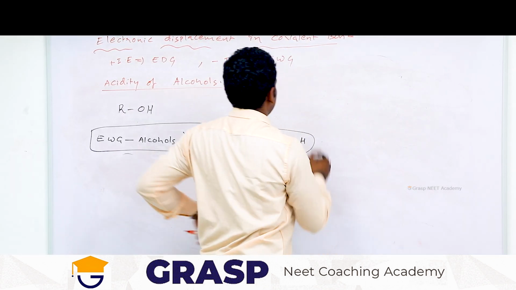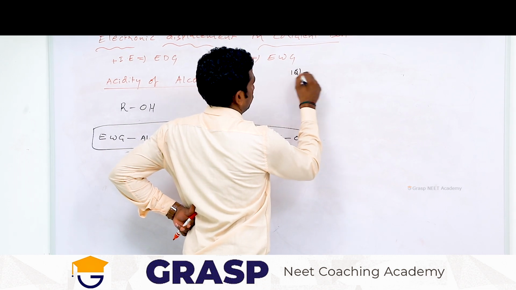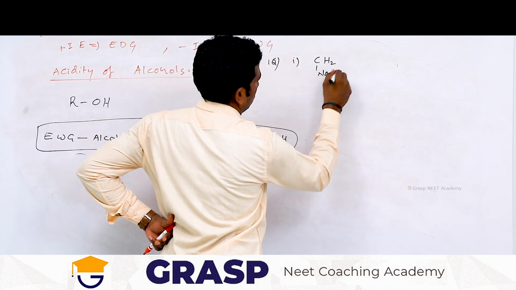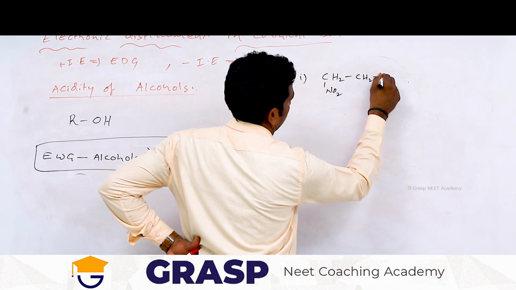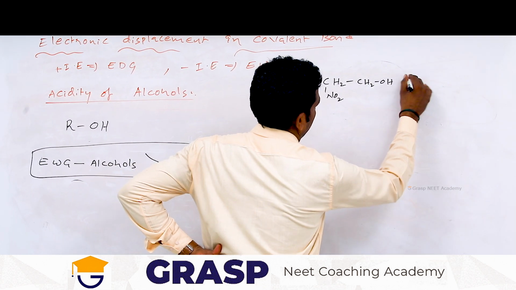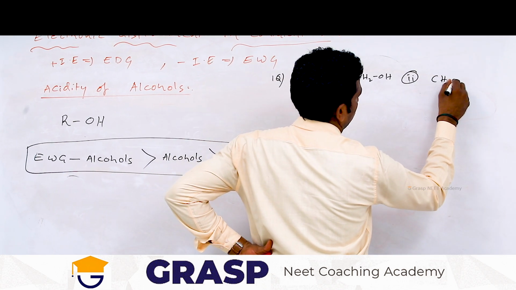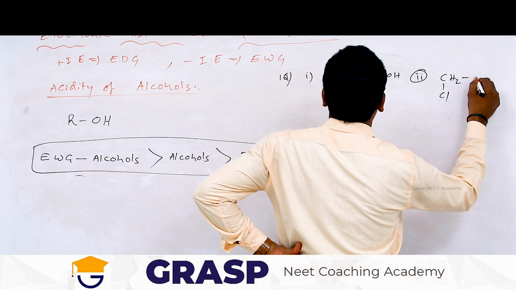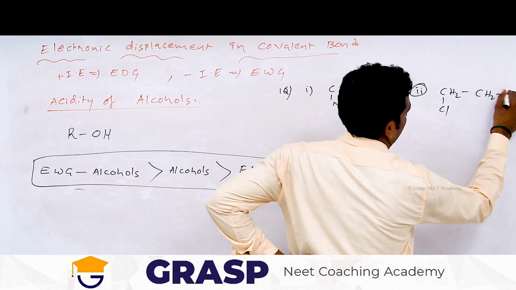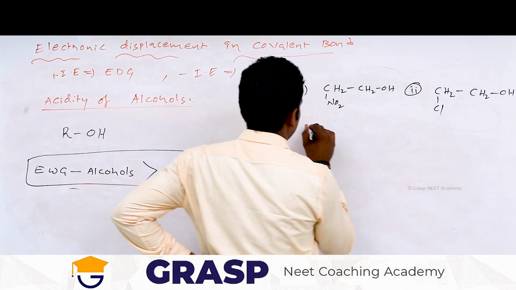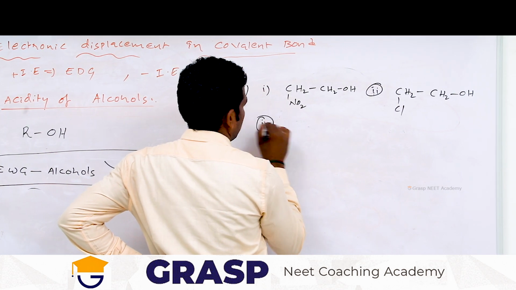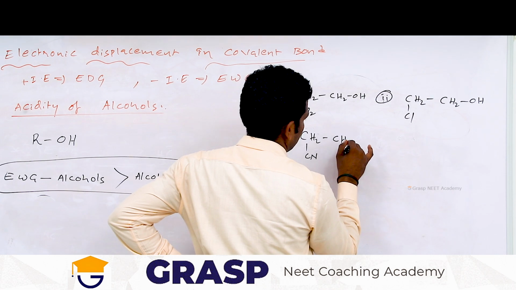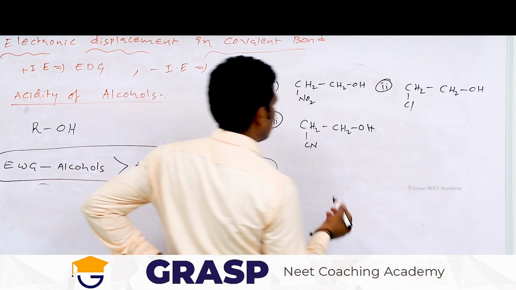So I am going to give the first question. In this one, the first option is NO2 CH2 CH2OH. The second one is Cl CH2 CH2OH. And the third one is CN CH2 CH2OH. So this is the order of the acidity.